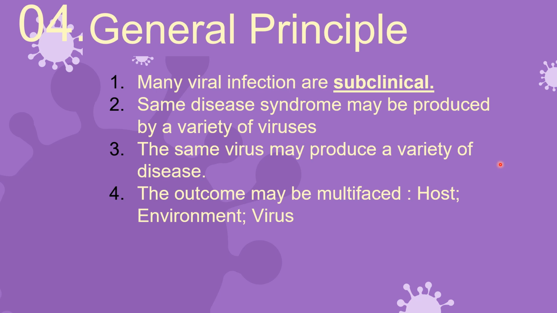Though they are under the same family, they could cause different types of diseases. For example, MERS-CoV, which is the Middle Eastern Respiratory Syndrome coronavirus, SARS-CoV, Severe Acute Respiratory Syndrome, and of course COVID-19. All of them are under one family but produce different diseases. And fourth is that the outcome may be multifaceted.